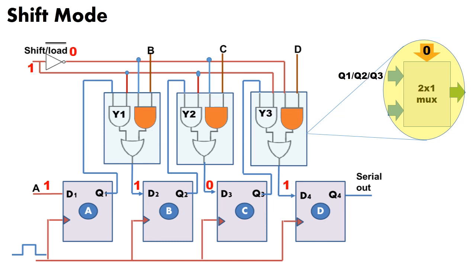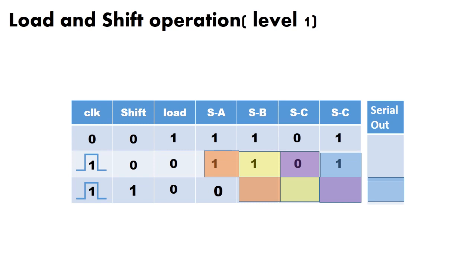Similarly, when the shift is 1, the shift operations will be performed. Now for each positive edge of the clock pulse, one bit will be shifted towards right. In this presentation, the input of 1101 is shifted towards right for the first clock pulse. Here you can see the parallel load as well as the shifting performance for one clock pulse.